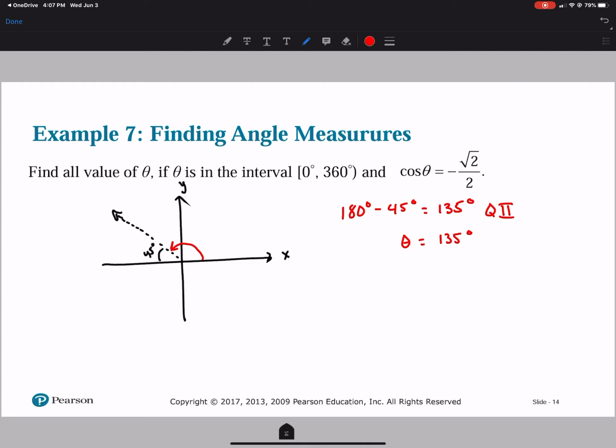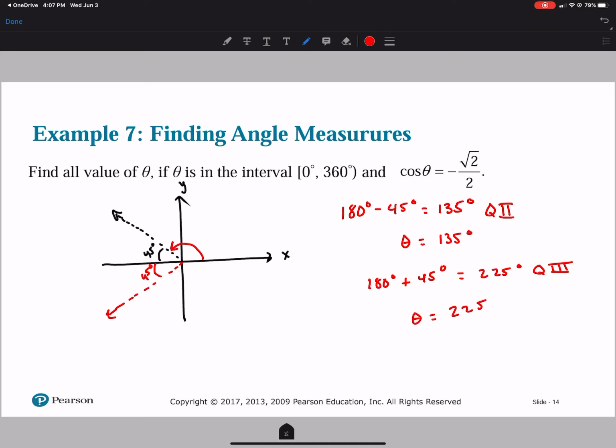Now we should have another one in this one that makes a reference angle of 45 degrees. So all we got to do is do 180 plus 45 to figure out what that angle is, which should be what? 225. And that's in quad 3. So our second one is what? 225.